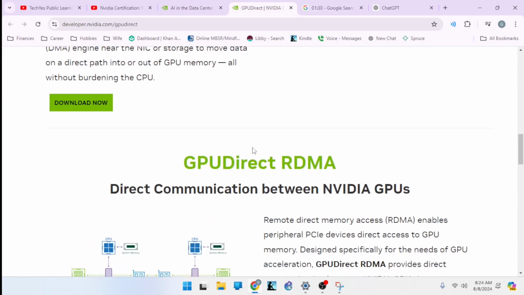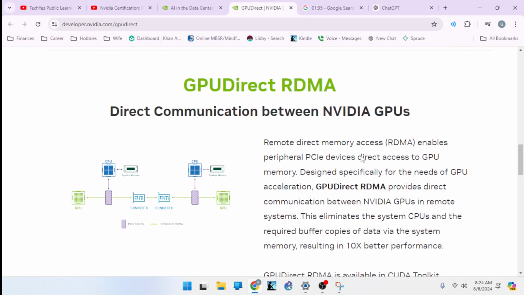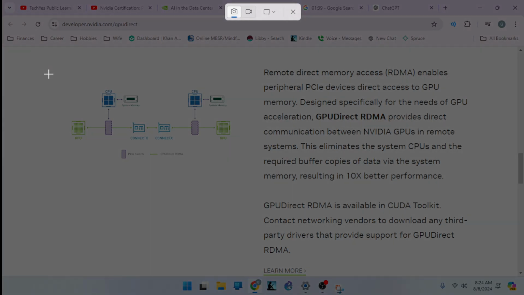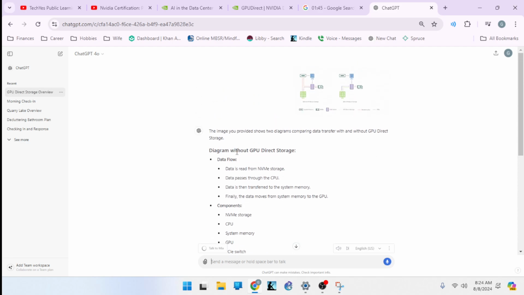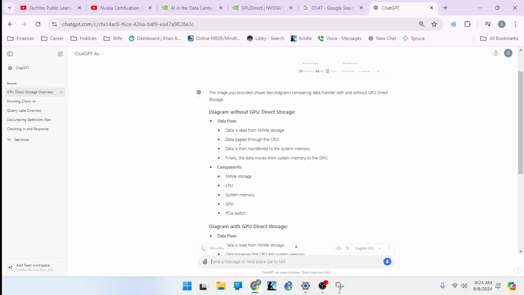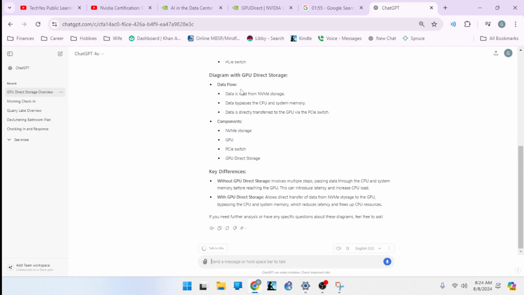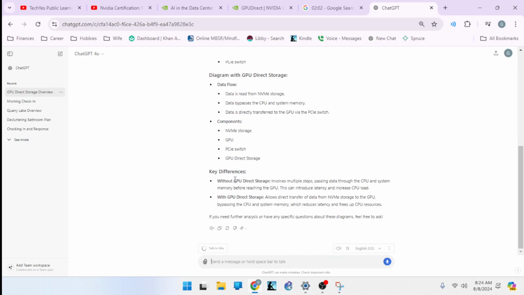The image you provided shows two diagrams comparing data transfer with and without GPU direct storage. Diagram without GPU direct storage. Data flow. Data is read from NVMe storage. Data passes through the CPU. Data is then transferred to the system memory. Finally, the data moves from system memory to the GPU. Components. NVMe storage. CPU. System memory. GPU. PCIe switch. Diagram with GPU direct storage. Data flow. Data is read from NVMe storage. Data bypasses the CPU and system memory. Data is directly transferred to the GPU via the PCIe.